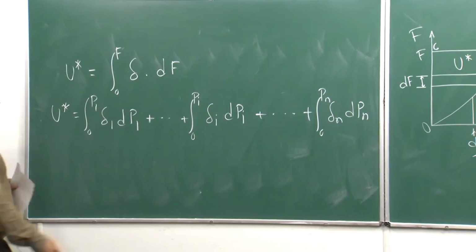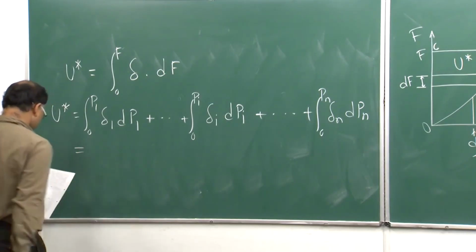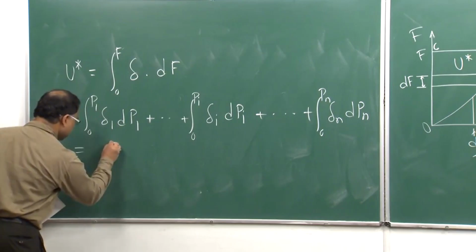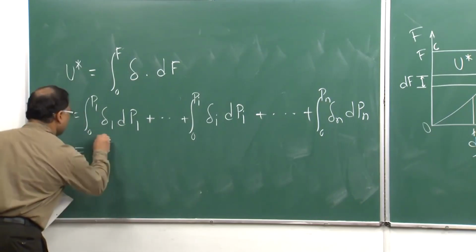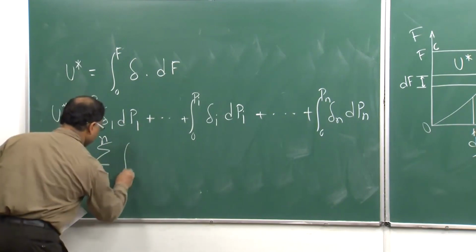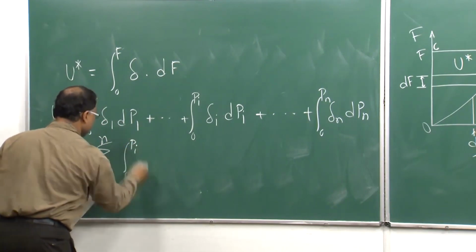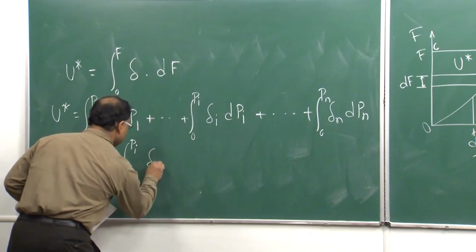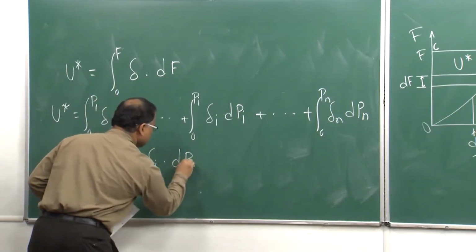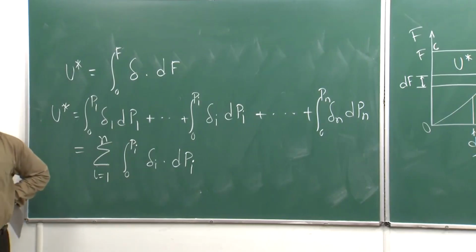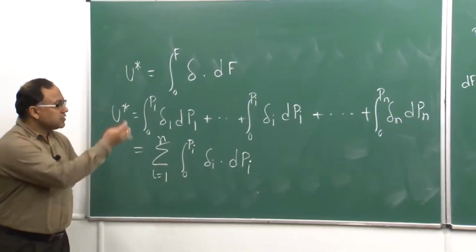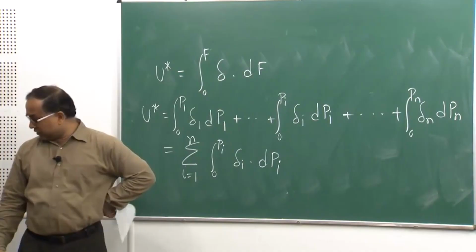So, if I want to express that in the summation form, it is the sum from 1 to n of the integral 0 to Pi of delta i dPi. So, this is your complementary energy.